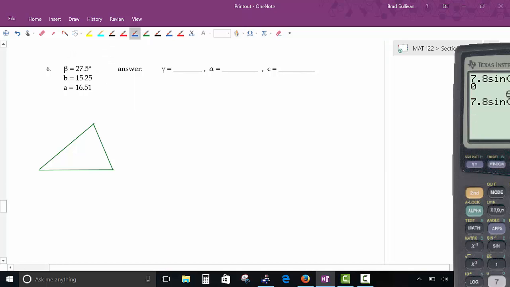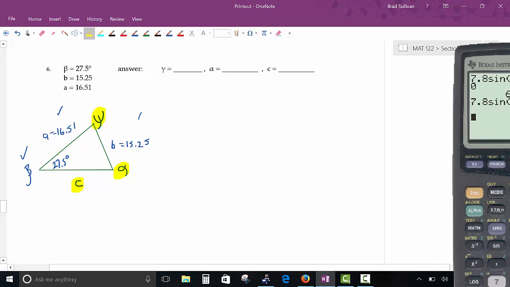Okay, so let's get everything labeled. Let's say that this is our fixed angle beta, which is 27.5 degrees. Side B was given as 15.25. That's fixed. We're going to call this alpha, and this is going to be side A, which is 16.51. So make sure that you've got angle, side, side. That means we need to find gamma, we need to find C, and we need to find alpha. So we've got these leftover parts of the triangle to figure out.